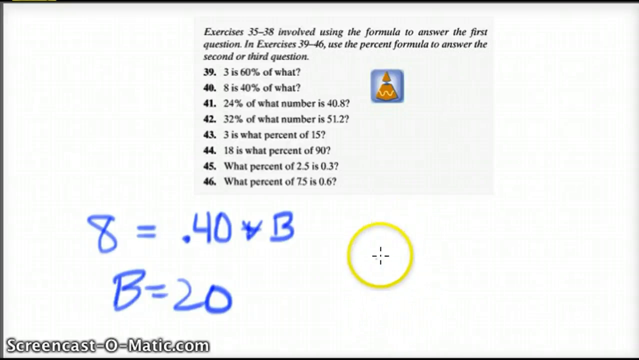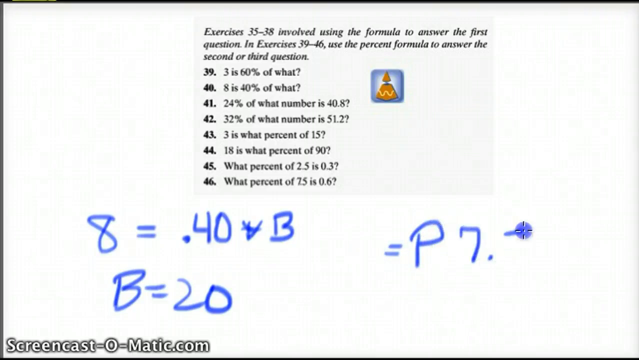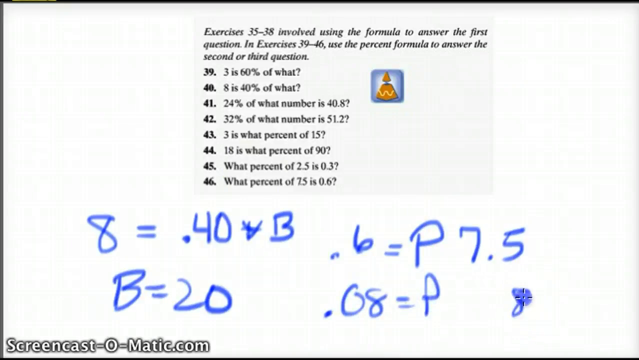46. What percent is 7.5 of 0.6? Okay, we don't know the percent. I saw of, right? So 7.5 is 0.6. How would I solve that? You want to get rid of the 7.5 here, so you're going to divide 0.6 by 7.5. 0.6 divided by 7.5. And I got 0.08. Remember, that's a decimal, so the percent is 8%.